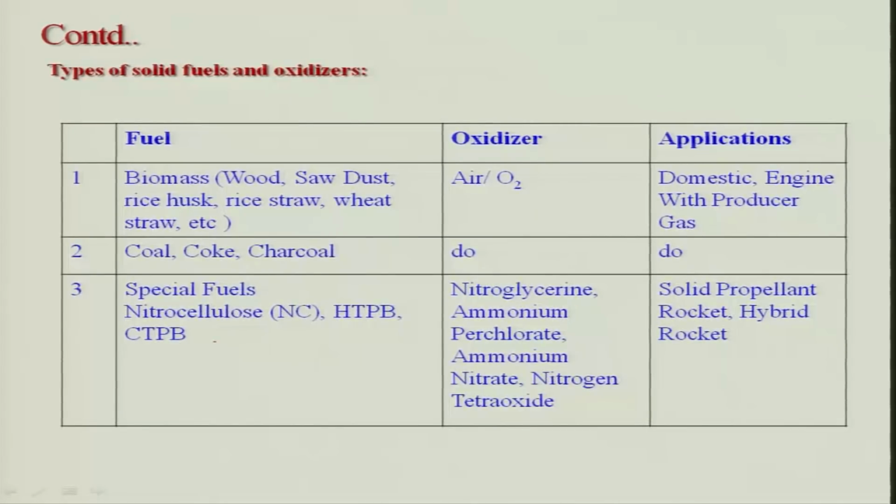These are used by ISRO profusely, but there are several other fuels in propellants, and ammonium perchlorate as an oxidizer, ammonium nitrate, nitrogen tetroxide, these are all oxidizers, right, and they are used for solid propellant rocket engines, hybrid propellant rocket engines and other things, which we will not be dealing with, but for completeness sake I have just included them here.